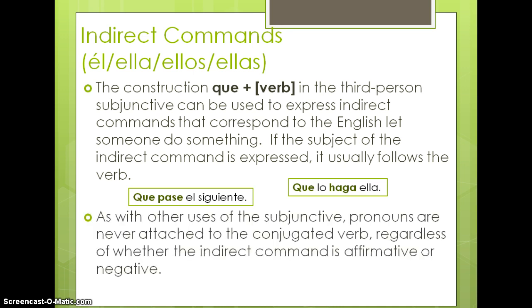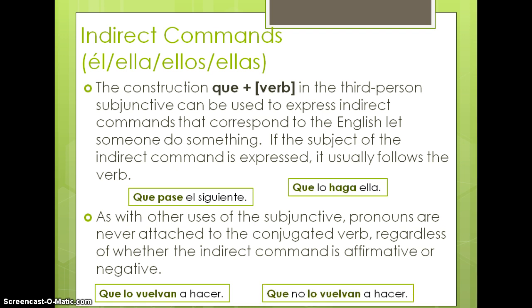Again, as with the other uses of the subjunctive, if there are pronouns used in this particular situation, they are never attached to the conjugated verb in this situation, regardless of whether the indirect command is affirmative or negative. So this is a little bit different. Que lo vuelvan a hacer. Let them do it again. Que no lo vuelvan a hacer. Don't let them do it again. And notice that, again, all of these must start with the word que.